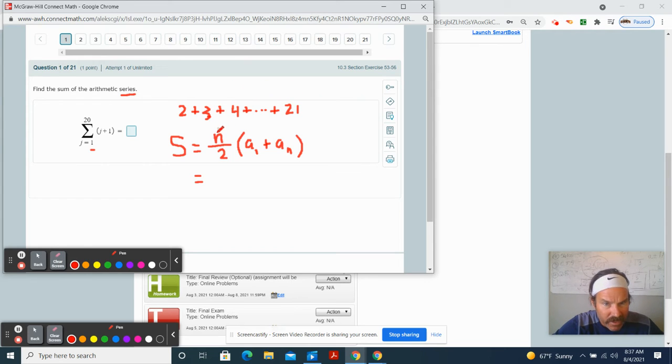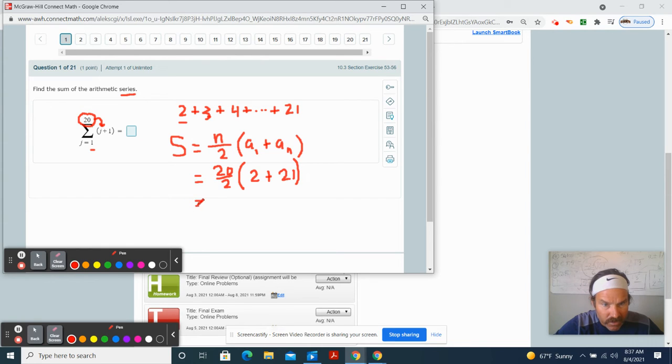All we need to know is the number of terms, n. Well, the number of terms from 1 to 20 is 20. We divide that by 2. And then remember a sub 1. A sub 1 is the first term. First term's right there, 2. A sub n is the last term. The last term is what we get when we plug in 20 to j. So the last term is 21.